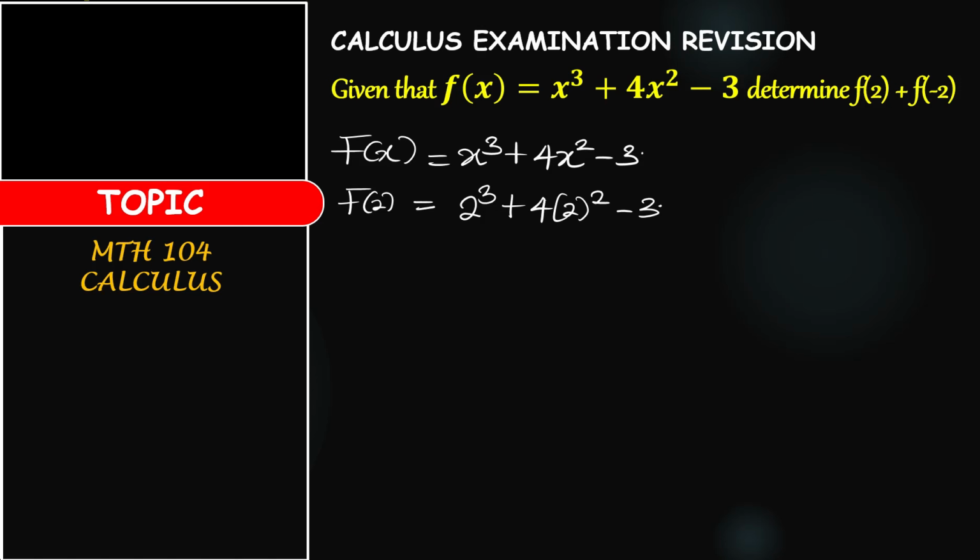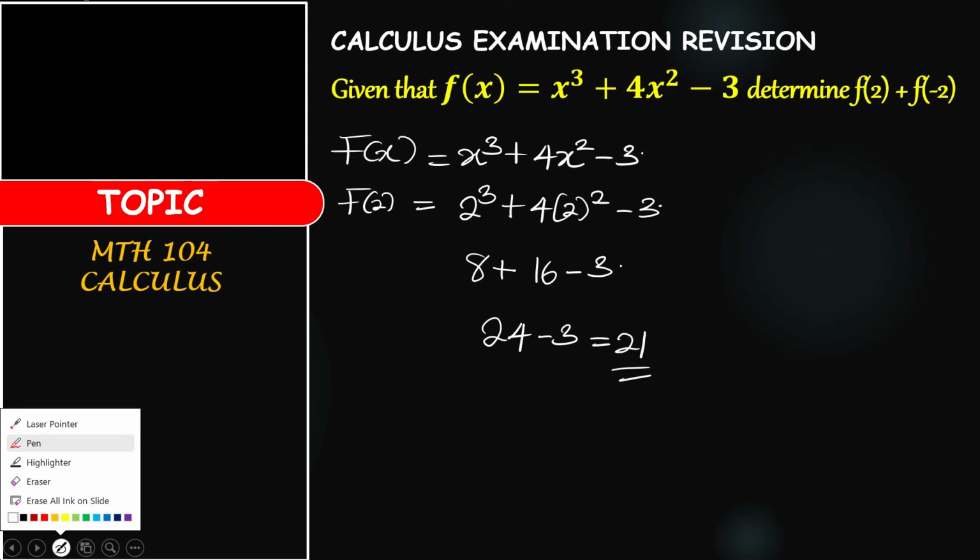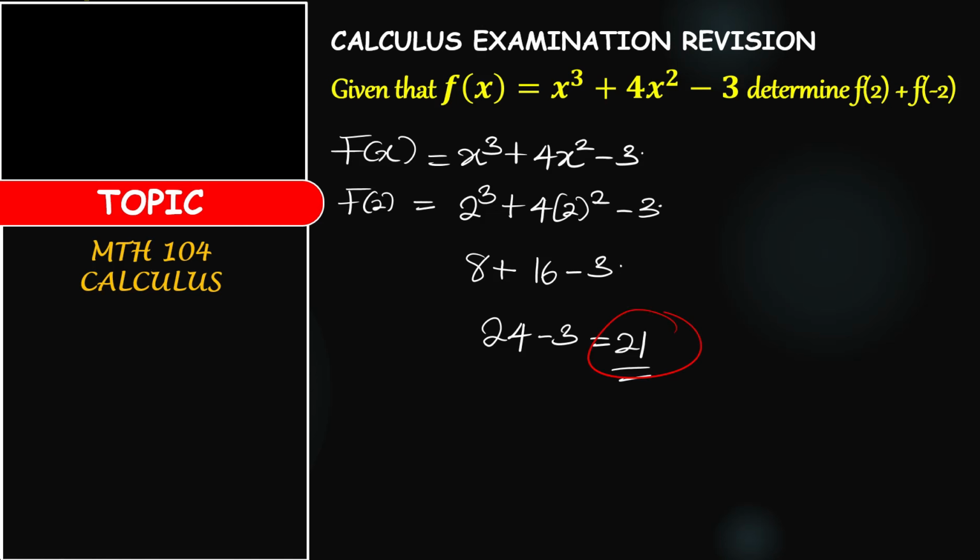2 to the power of 3 is what? Is 8 plus 2 square is 4. 4 times 4 is 16 minus 3. So we'll have 8 plus 16, which is 24 minus 3. 24 minus 3 is 21. So the correct answer to this question is 21. Okay, that's 21 for the first case.